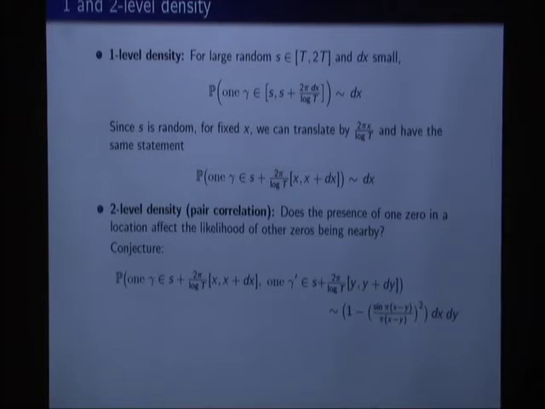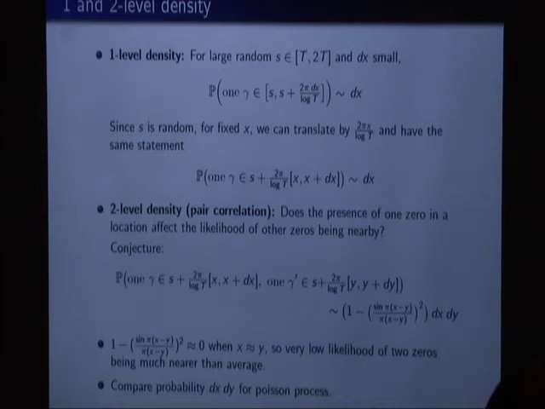The next question one can ask about the distribution of zeros was first asked, or at least a convincing answer was given, by Montgomery in the early 70s. And that's the question whether one zero in a certain location affects the likelihood that some other zero is nearby. The conjectured answer is given by this formula. The probability that one of these gammas lies at s plus 2 pi over log t times the interval x to x plus dx, and then another one lies nearby at s plus 2 pi over log t times the interval y to y plus dy, where x and y are different, is asymptotic to 1 minus (sine of pi times (x minus y) over pi times (x minus y)) squared, dx dy. And one interesting consequence of this conjecture is that when x is very close to y, the sine function is very close to 1.